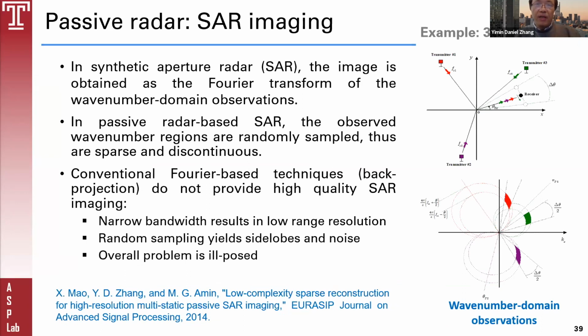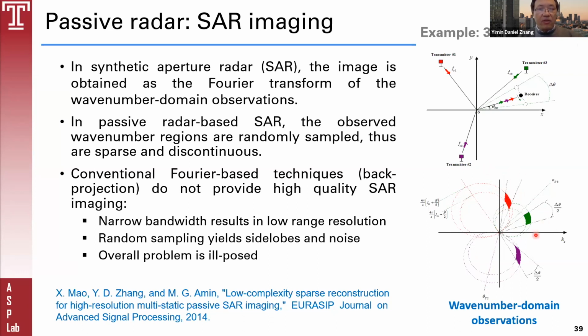So think about, say, passive radar for synthetic aperture radar. In this example, we have three transmitters, and the receiver flies over a short angle. In the so-called wave number domain, we can achieve three pieces because we have three bistatic pairs, each corresponding to one of these transmitters. And this region will be decided by the angle you fly over and also the signal bandwidth. Either way, the observed wave number region is sparse and random.